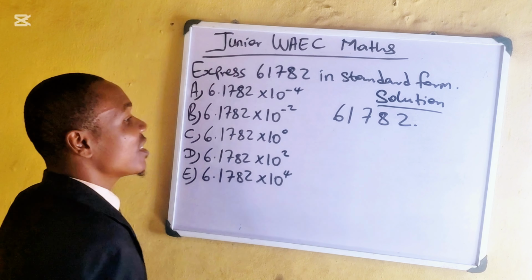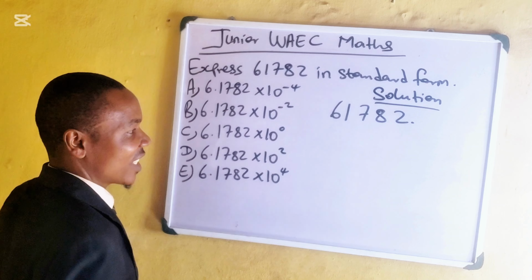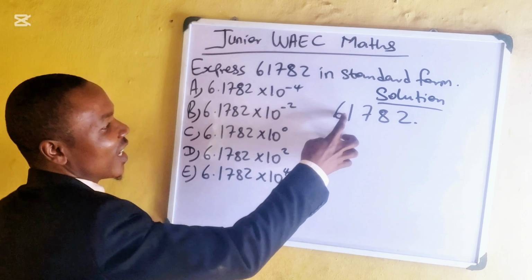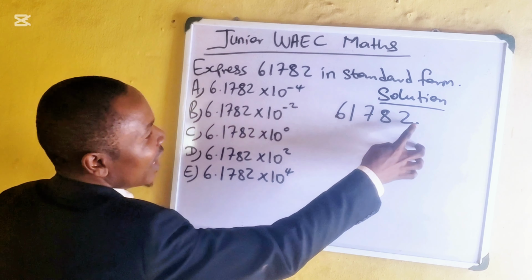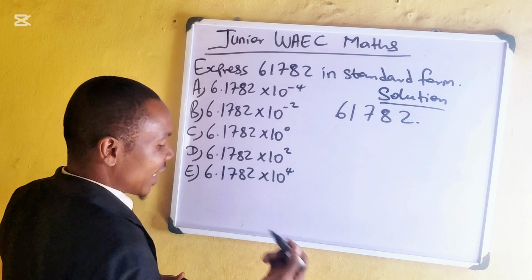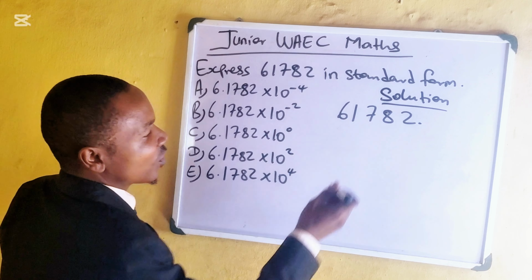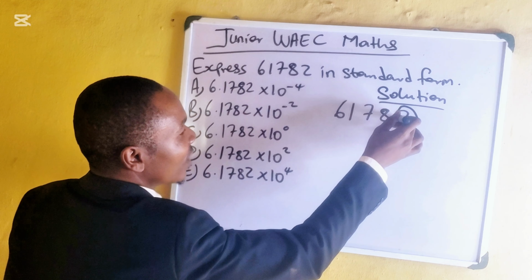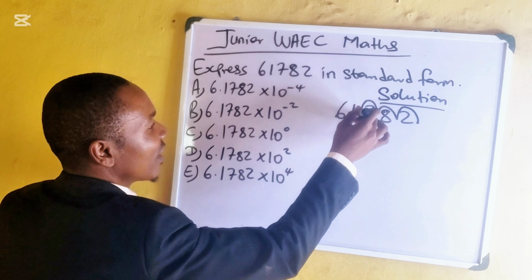So we move this decimal point to the back of 6. The back of this is the front of 6, and look at the back of 6. So we have to move this decimal point to the back of 6. So you now calculate the number of steps taken. So I will move like this. I have 1, I have 2, I have 3, I have 4.